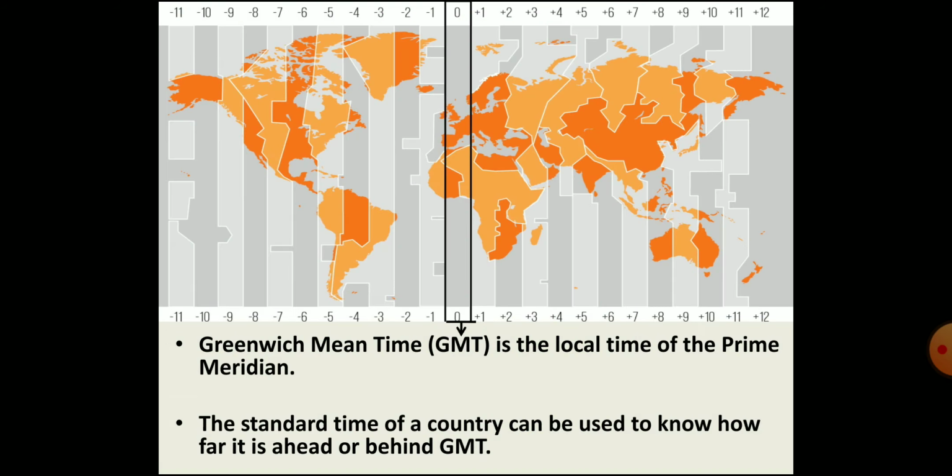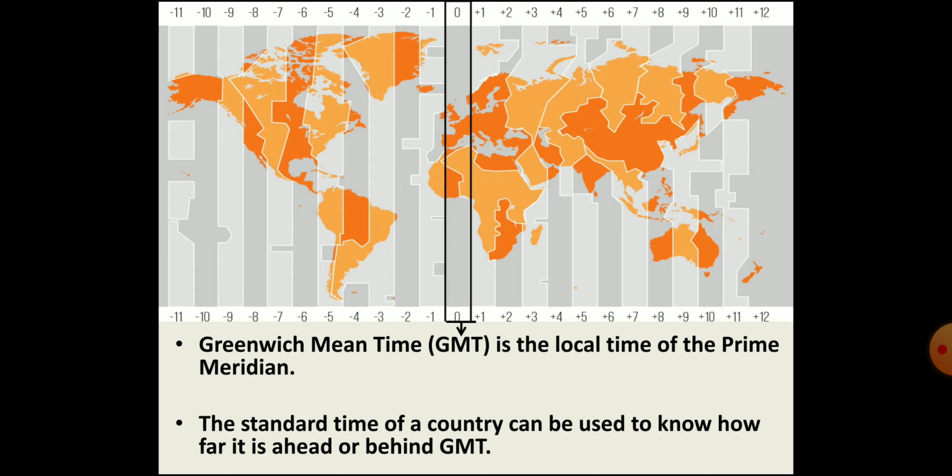With the help of the standard time of a country, it can be calculated how far it is, far meaning ahead or behind, from the Greenwich Mean Time. Greenwich Mean Time, in short we call it GMT. You may have the question, what is GMT or Greenwich Mean Time? So children, it is the local time at Greenwich and it is used to calculate time globally.